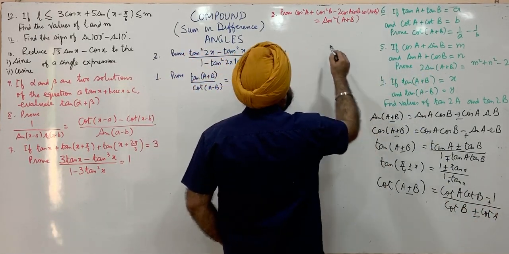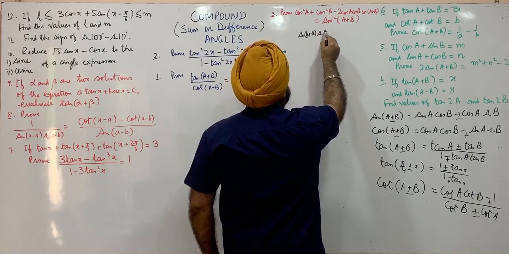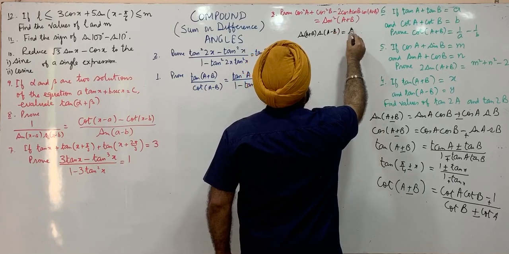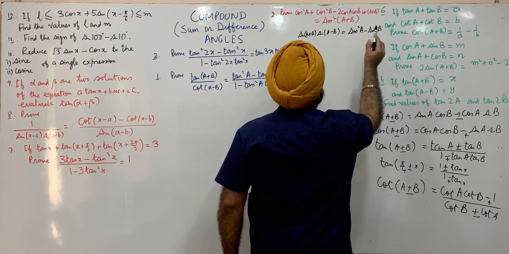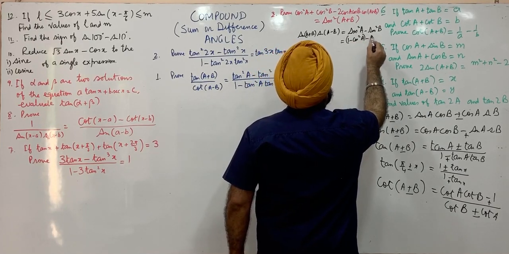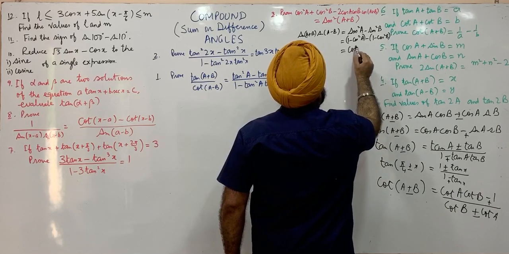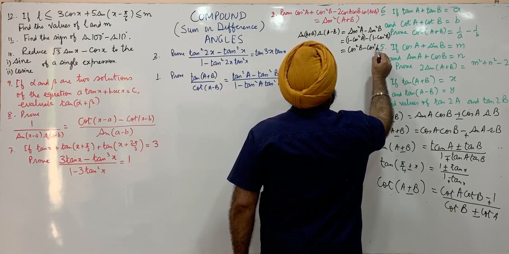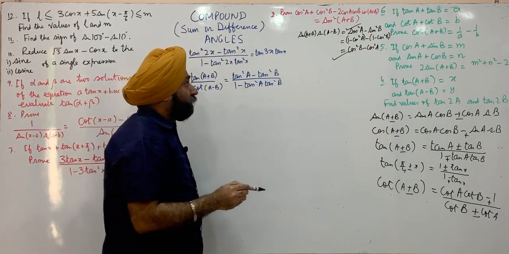Also, we studied these formulas: sin A plus B into sin A minus B. This is sin square of A minus sin square of B. This can be written 1 minus cos square of A and 1 minus this is cos square of B. So this is cos square B minus cos square of A. So we can write this or this, sin A plus B into sin A minus B.